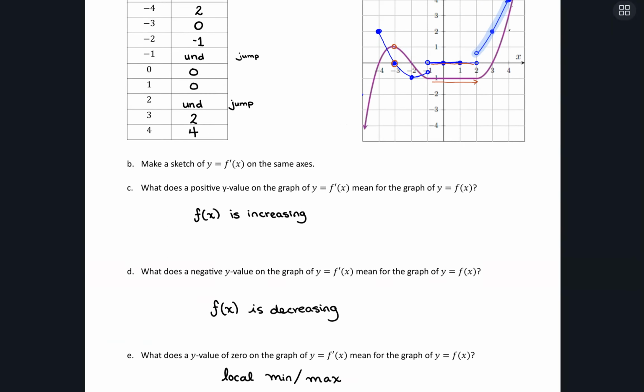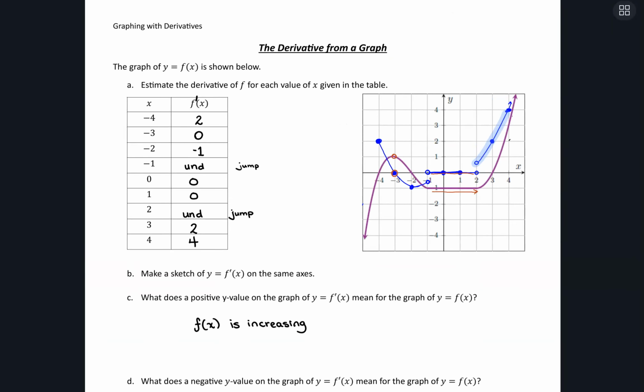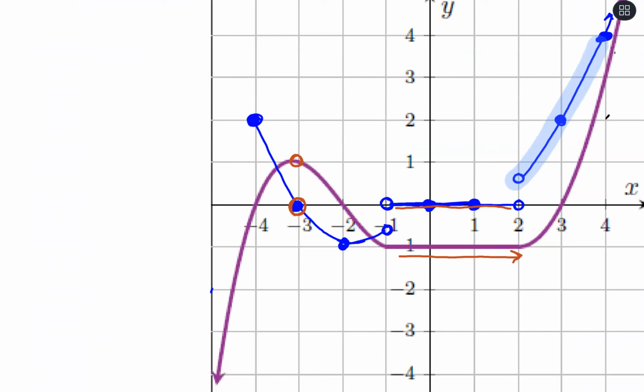Okay, that was just a brief little overview of relating our original function and getting to this idea of graphing the 2 on top of each other and seeing how they relate. And what it's going to come down to is positives versus negatives and zeros, and how that relates to a rate of change on our original graph in terms of increasing, decreasing, or constant.